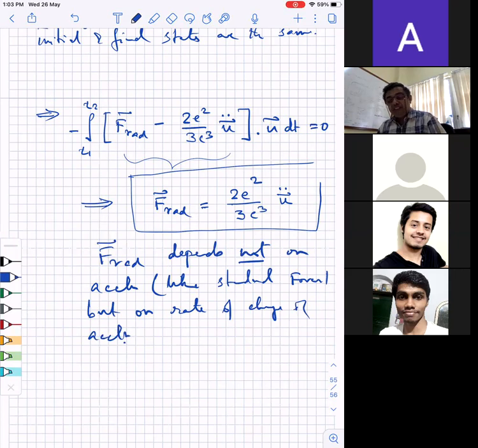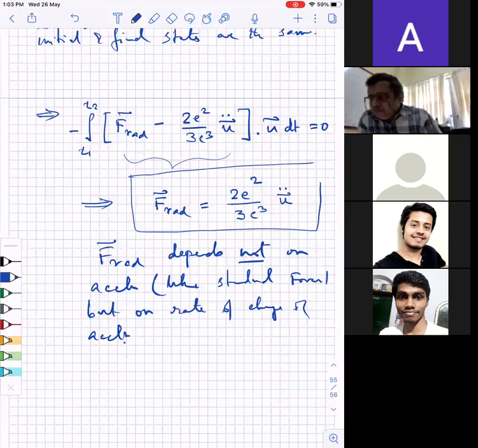So that's very, very interesting, right? So it doesn't depend on acceleration, it depends on the rate of change of acceleration. Okay, so that's one thing. Other thing is, yes, Amit?